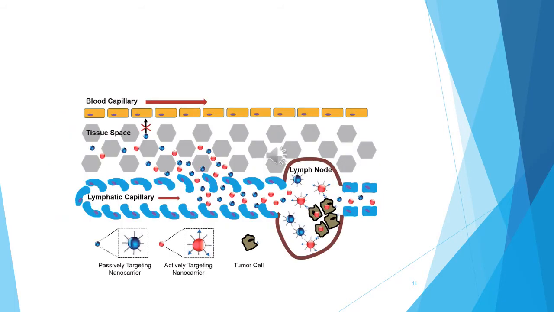In this diagram, we can see active and passive targeting of the lymphatic system. The blue colored structure represents the passive targeting nanocarriers. They are present in the interstitial fluid and they will enter into the lymphatic capillary and finally reach the lymph node. The red colored structure indicates the actively targeting nanocarriers. They will also enter the lymphatic capillary and reach the lymph node to exert their action.